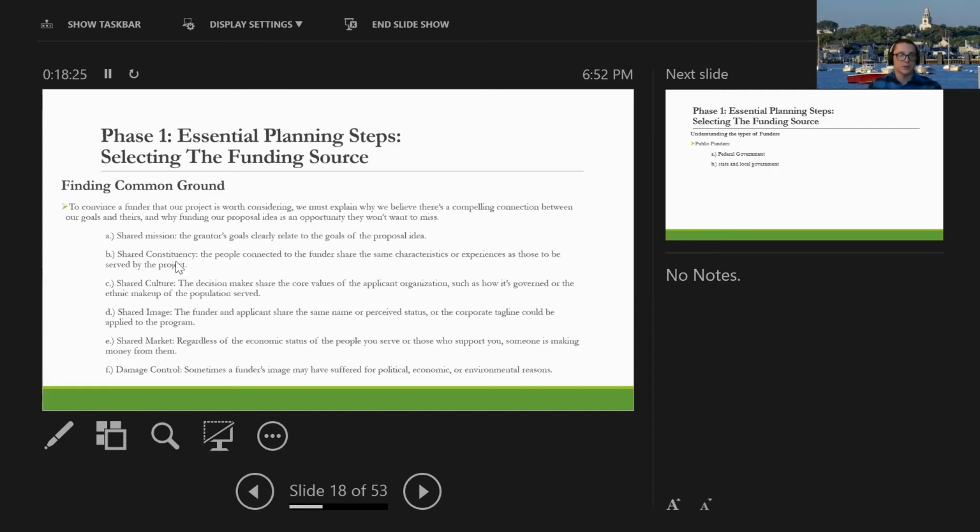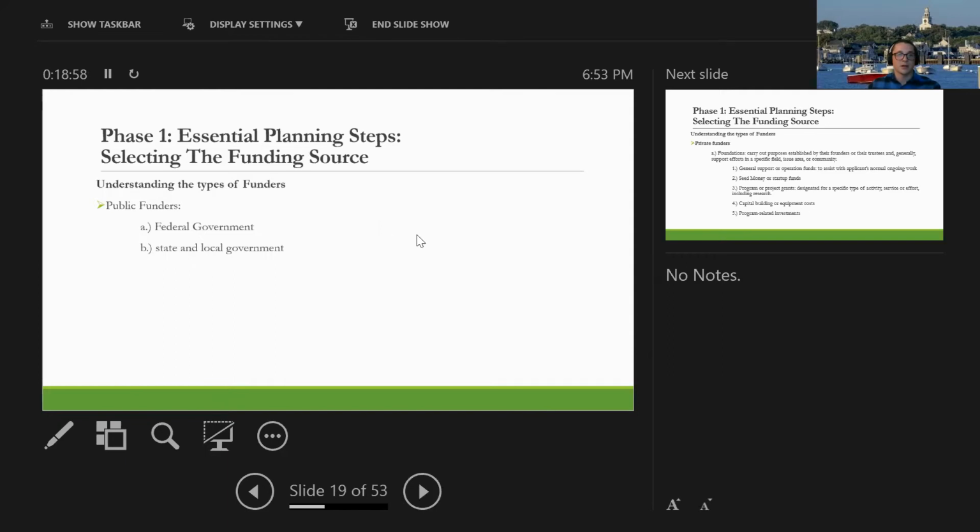So shared mission, shared constituency, shared culture, shared image, shared market, damage control, all these things are important in really finding that common ground. Don't waste your time with a funder who has a track record of giving a lot of money through grants, but in terms of overlap with common shared mission, constituency, and culture, you're just really lacking. Don't waste your time there, because your probability is going to be slim.